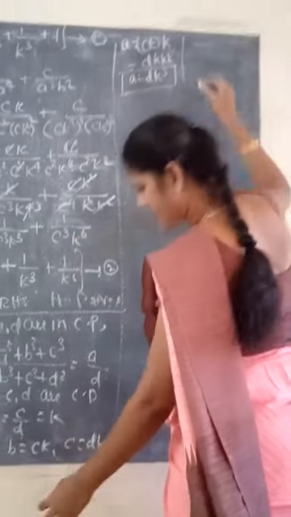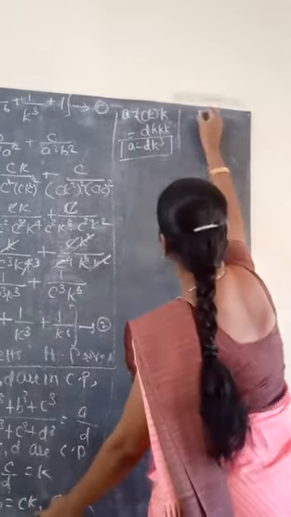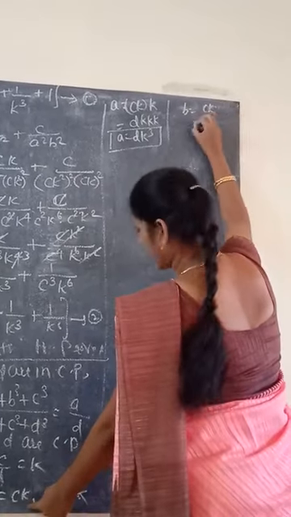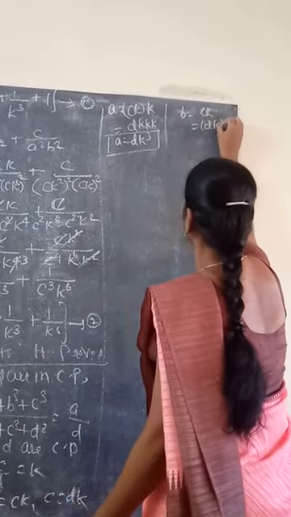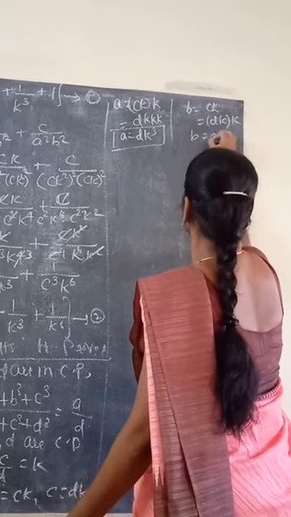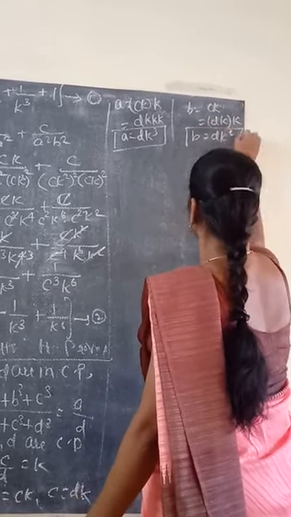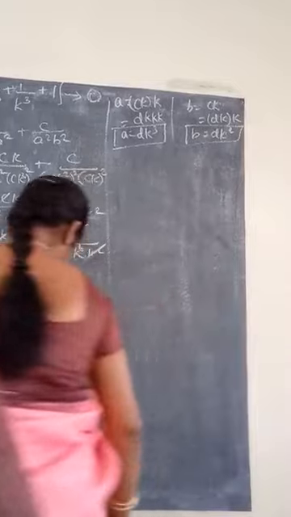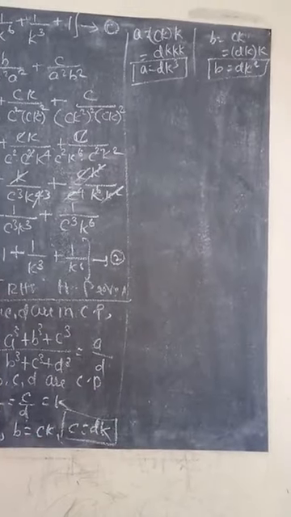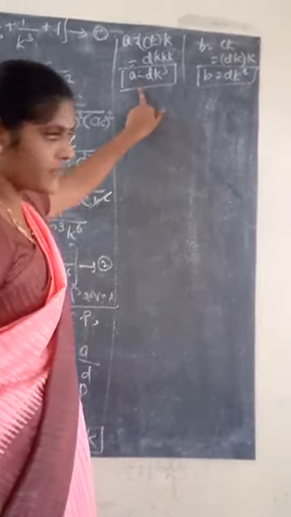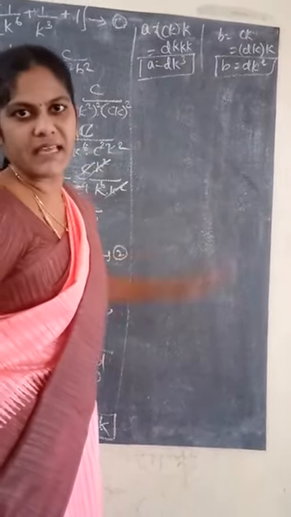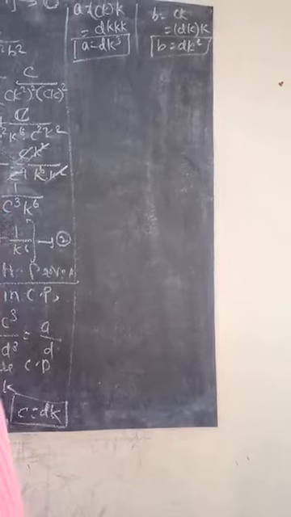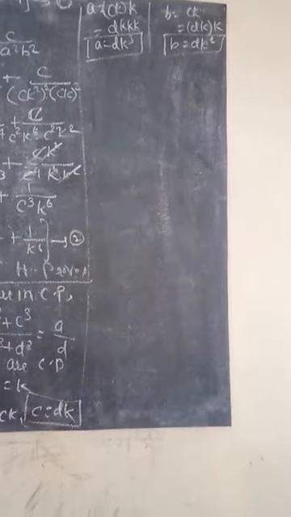Next, what is b? b equal to ck. So what is c value? dk. Instead of this c, apply dk. dk into k, b equal to dk square. And c is dk; for d we can't substitute any value. So this is a value, this is b value, this is c value. Now we are going to apply these three values in the substitution. So this is the sum.